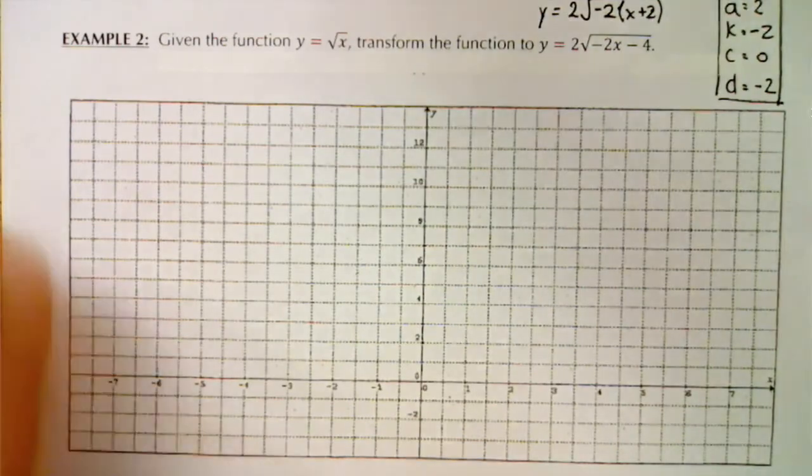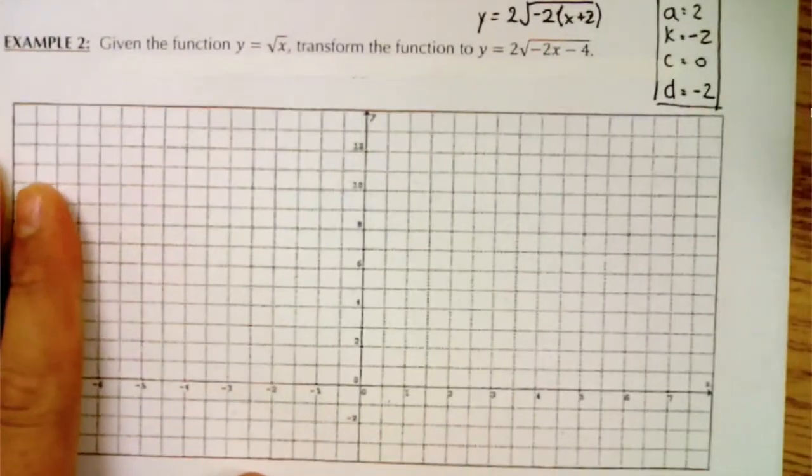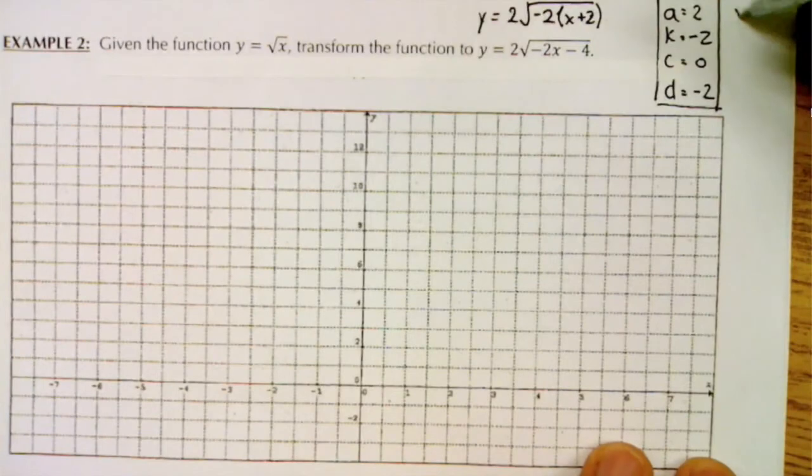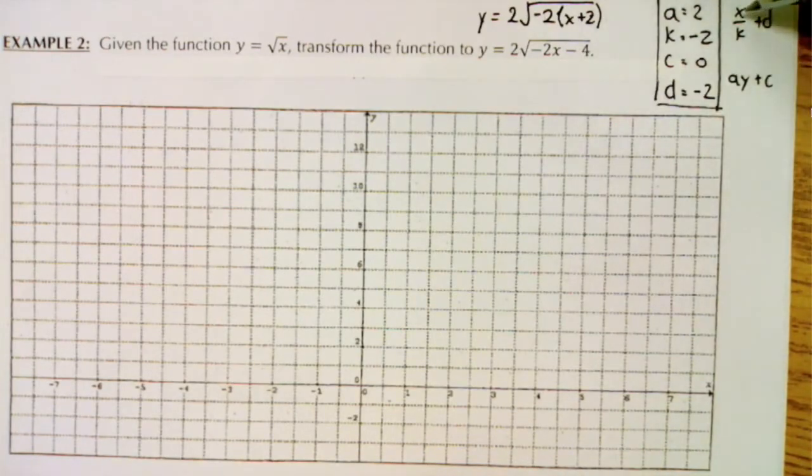How do we use those? Well, you may remember mapping notation. Mapping notation is x over k plus d and ay plus c. Let's take your original x's and y's and use the a, k, c, and d to get new points.